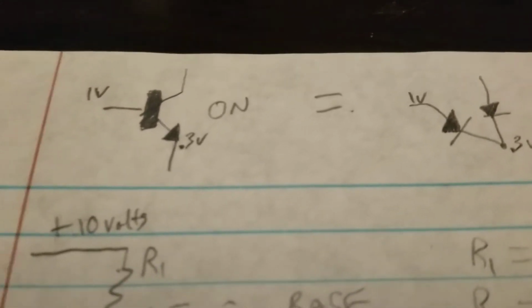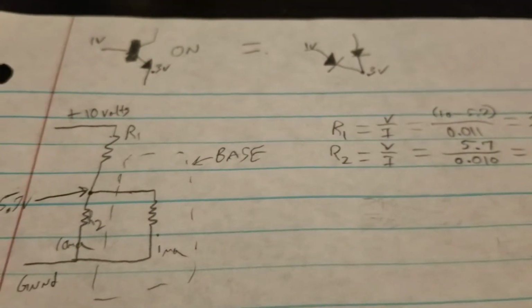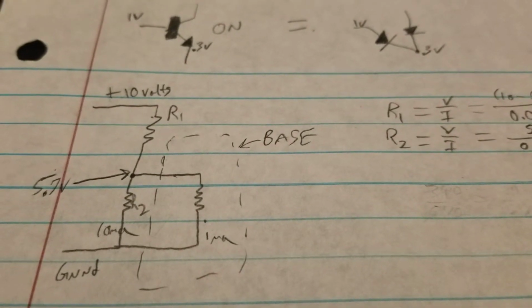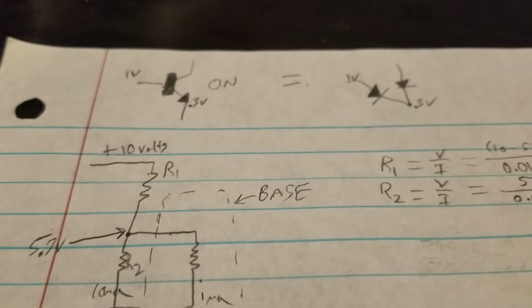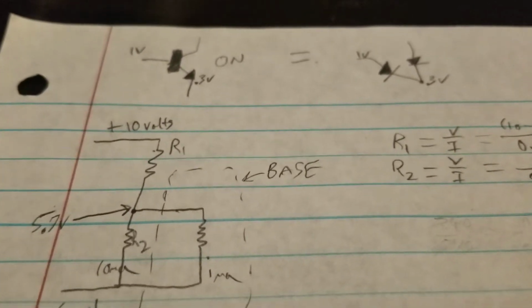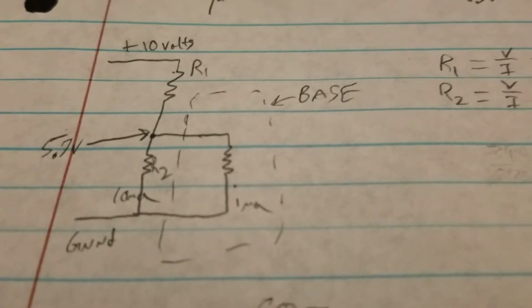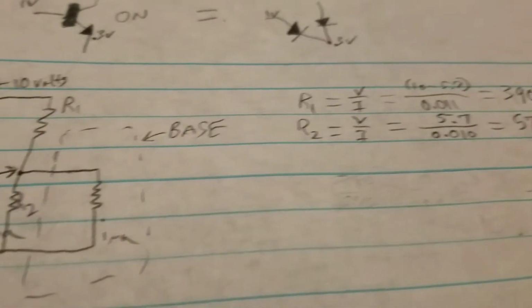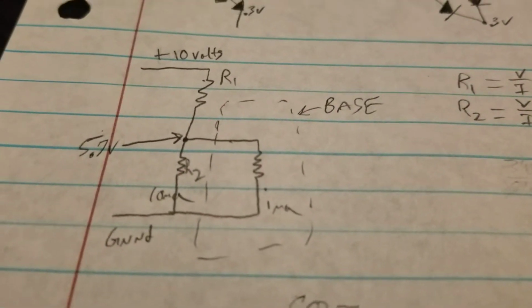Now, if we go down here, and using some Ohm's law, we can control the voltage at that collector. Like say if we put 101 volts on the base, it's still going to be 100.3 volts. If we use 10 volts here, through the calculated values of R1 and R2 over here of 390 and 570 ohms, we can create a voltage point that's 5.7 volts.